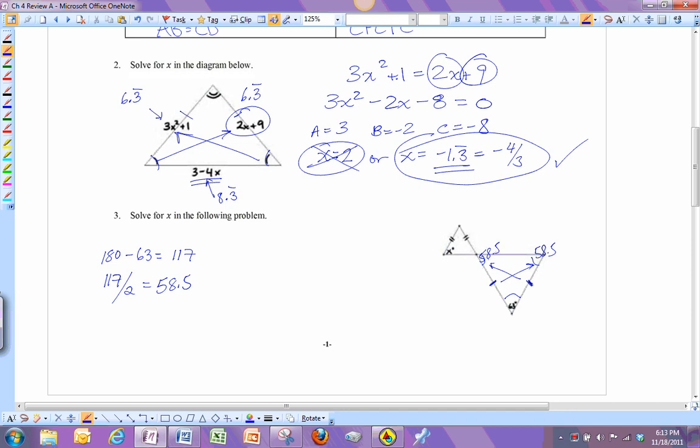Okay, look at this angle right here. It's vertical with this angle, so this angle is 58.5 also. And if you notice, this triangle is also isosceles, so the isosceles triangle theorem says these two bottom angles have to be the same, which makes x also equal 58.5 degrees. Okay.